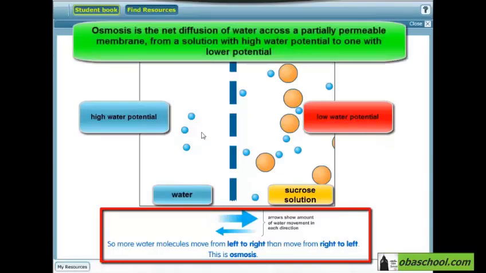We can say that osmosis is the net diffusion of water across a partially permeable membrane from a solution with high water potential to a solution with low water potential, or from a solution with low solute concentration to a solution with high solute concentration.